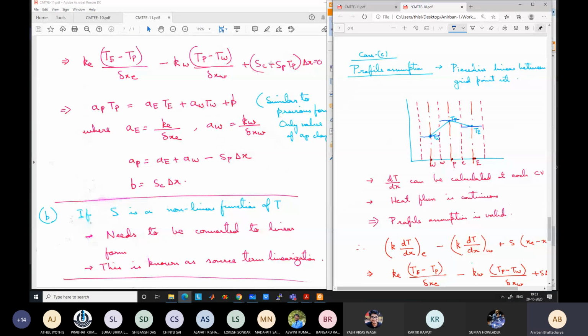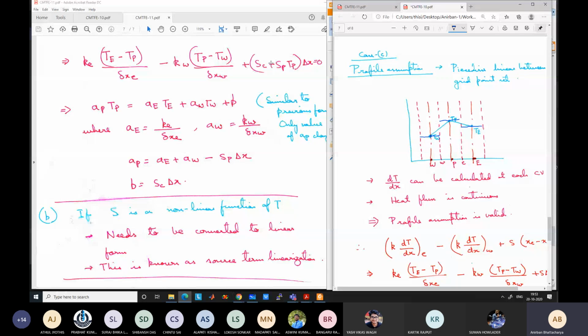So if it is TP to the power 4, I can make it TP cubed based on the old time step value into TP based on the new. So TP cubed old into TP new. Okay, and the old values I will put.